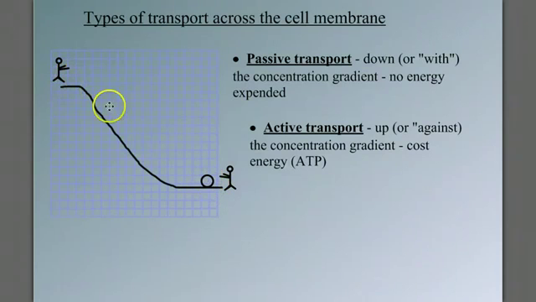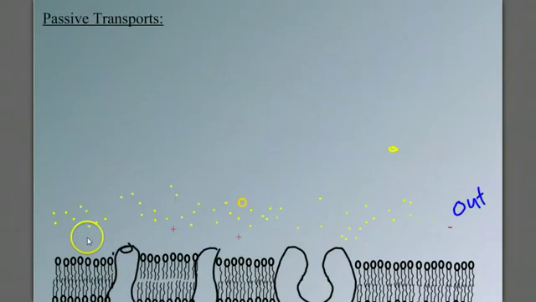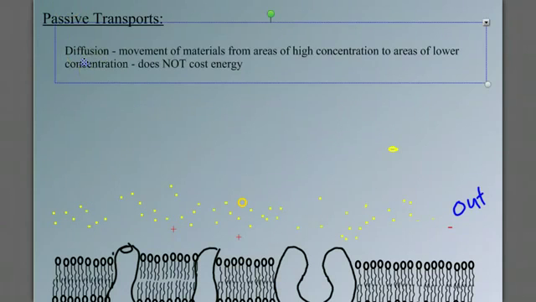Now in this case I've represented it as a hill, but we need to think about the concentration of molecules when we determine whether it's passive or active transport. Active transport, conversely, is going against the concentration gradient, or up the concentration gradient. To get this ball to go up the hill, we'd have to spend energy, and cells spend energy in the form called ATP. Let's look at some specific types of passive transport, and the first is diffusion.